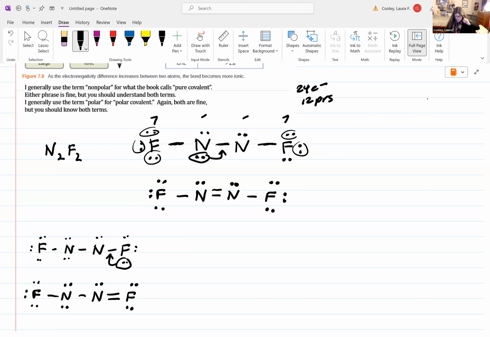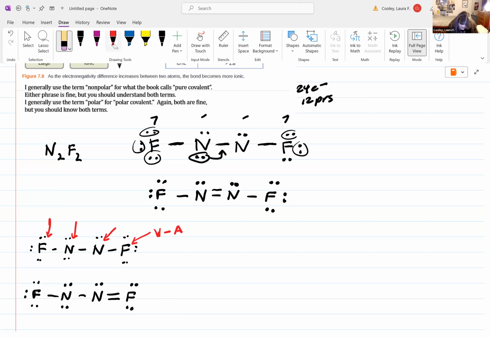Yeah. Okay, so now what would be the formal charge on the fluorine in this case? Let's do the formal charges on all of these. Okay, remember what we're doing. We're going to do the valence minus the actual. So what's the actual for fluorine?